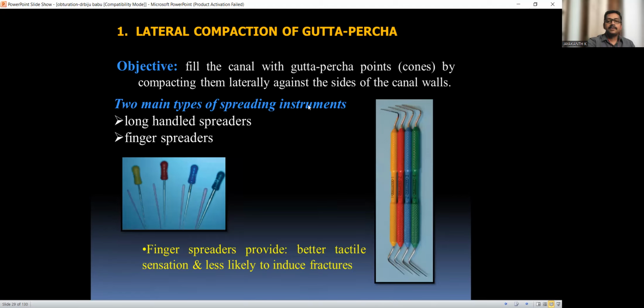Two main types of spreader instruments are available: long handle spreaders and finger spreaders. You can see them in the images. The first one is the finger spreader, and the next is the long handle hand spreader. Finger spreaders provide better tactile sensation and are less likely to induce fractures during the lateral compaction technique.